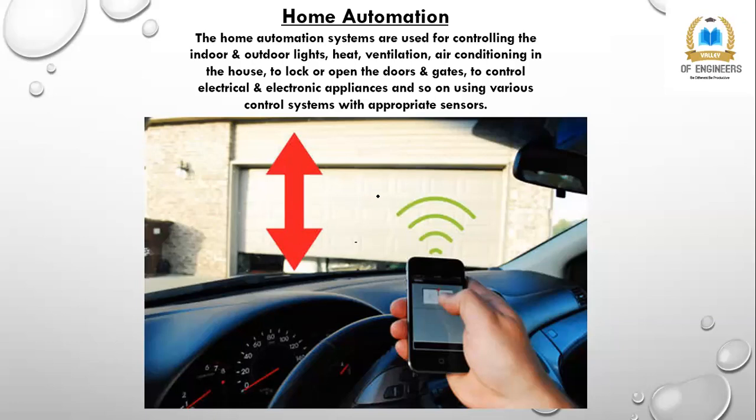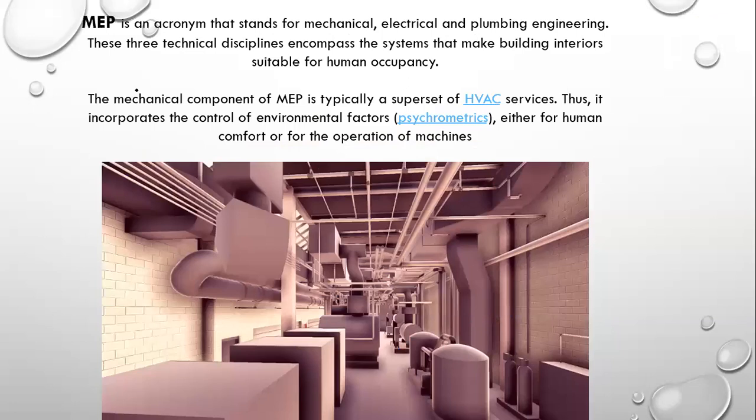Okay guys, let's start our MEP. As I told you, I will tell you this MEP thing again. M stands for mechanical, E stands for electrical, and P stands for plumbing.